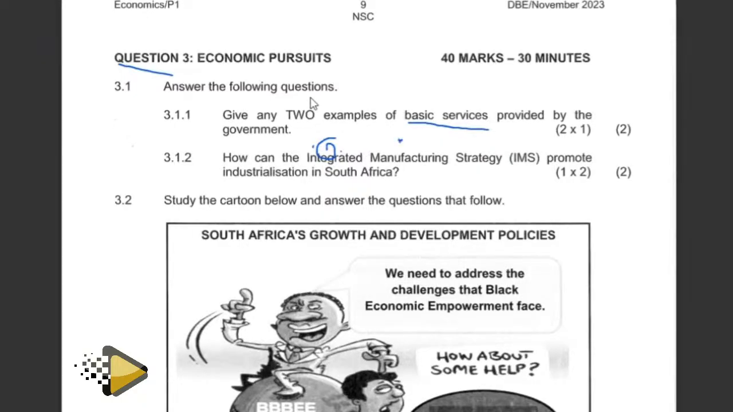Does issue what we call grants. And also the government, one of the examples of basic services that are provided by the government is what we call subsidies. We have subsidies and the like. Okay, right. So now let's move on to the next question.